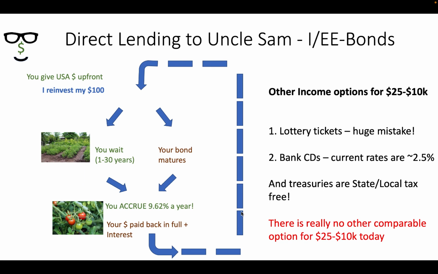And even more exciting than all of this is that you get state and local tax free if you were to loan money to Uncle Sam. So my simple message to you, if you are looking to invest anywhere from $25 to $10,000, 9.62% is a phenomenal deal. You do your own investment decision. All I can tell you is that is one hell of a deal. Let's move past this to the next program.